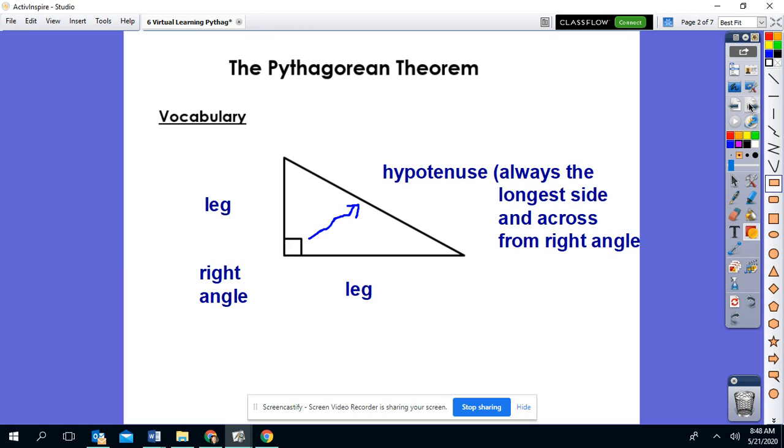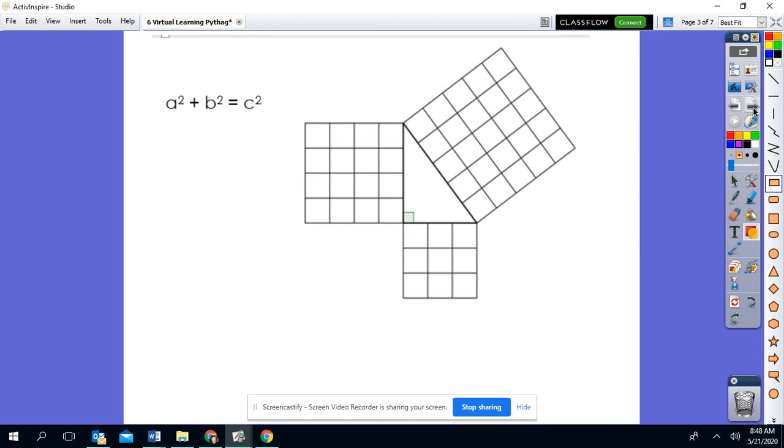We have two legs, and those come off of the side of that right triangle. Usually see a little square there. But the really important side is that hypotenuse. And that's the side that's always across from that right angle. If we have that hypotenuse, then we have to subtract. But most of the time we're trying to find that hypotenuse.